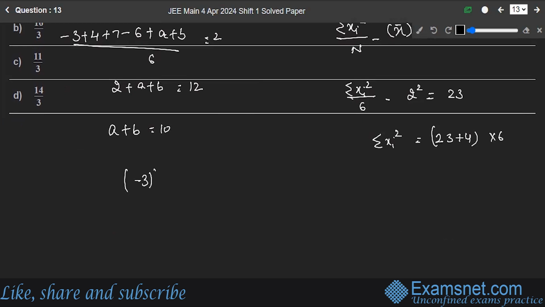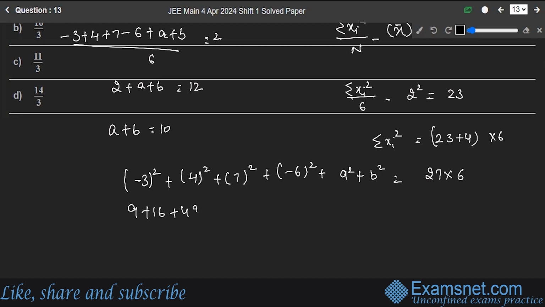First one was minus 3. The second one was 4. You had a 7, minus 6, and a square, b square is equal to 27 into 6, right? So 9 plus 16, 49, 36 plus a square, b square is equal to 162. And from here, you will calculate a square plus b square. It will come out to be 52.